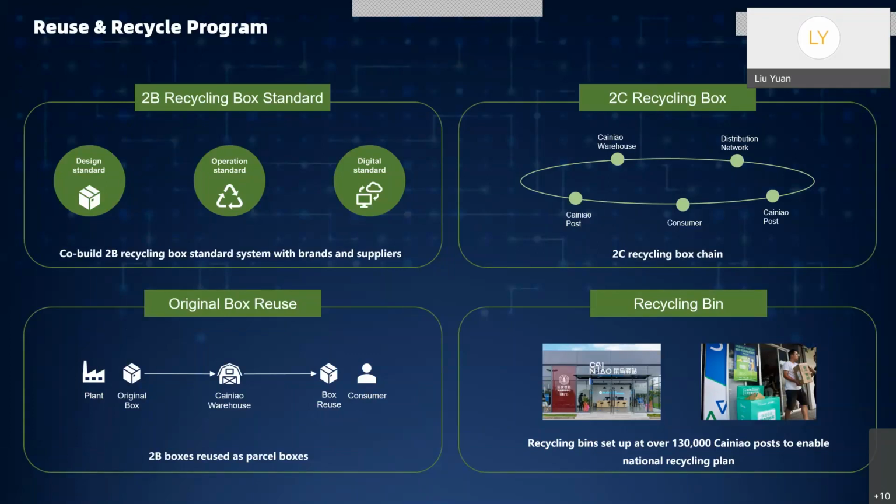And now we reuse the original box for the big-size parcel delivery. This has saved around half of the shipper usage. And the last part is the recycling bin. As we mentioned, we have now built more than 113,000 Cainiao posts. And in every post, we have set up a recycling bin to receive the parcel materials. So this makes a closed loop for the material usage.